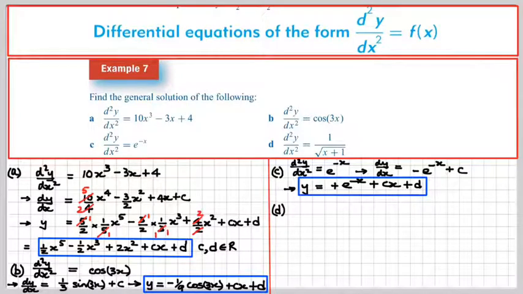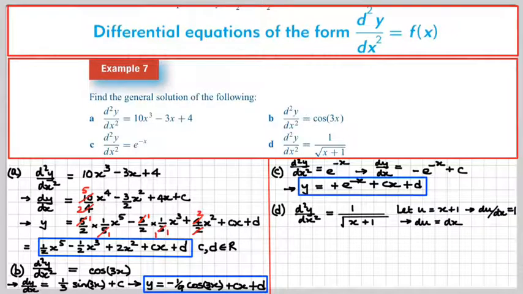Now this one coming up is the hardest one on the page, but it's not very hard anyway. d2y dx squared is 1 over root x plus 1. Now this is a linear substitution one. I wonder whether you spotted that. So we're going to make u equal to x plus 1, and therefore du dx equals 1, and therefore du equals dx, and now dy dx is the integral of that thing, and we substitute for u.